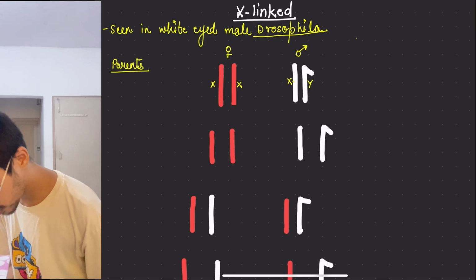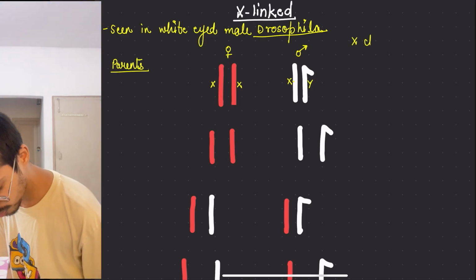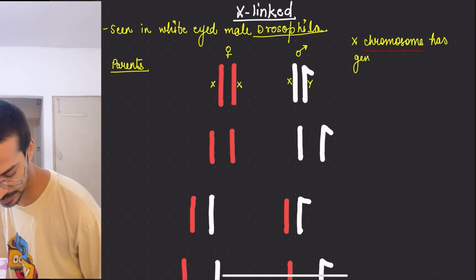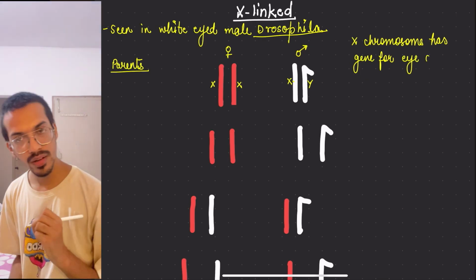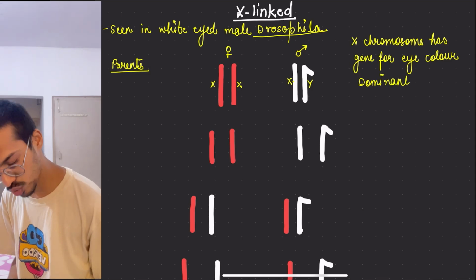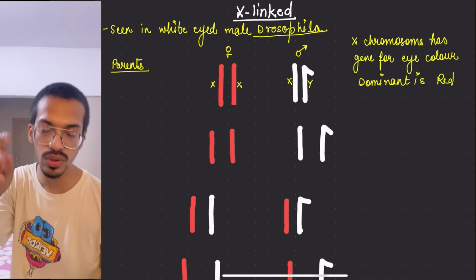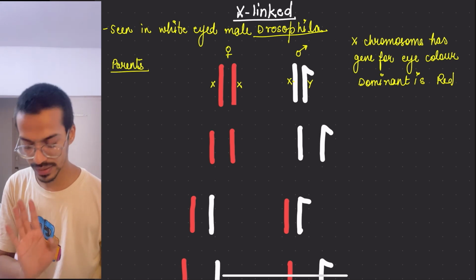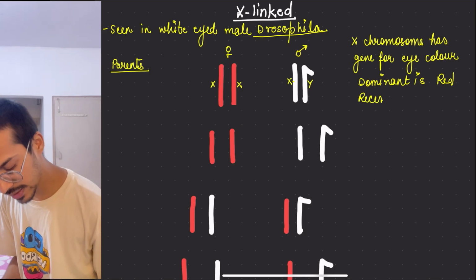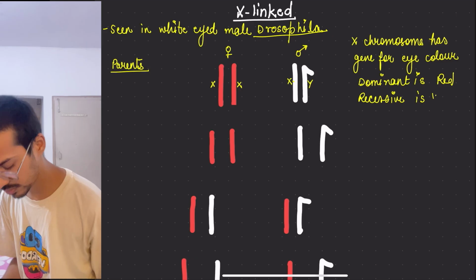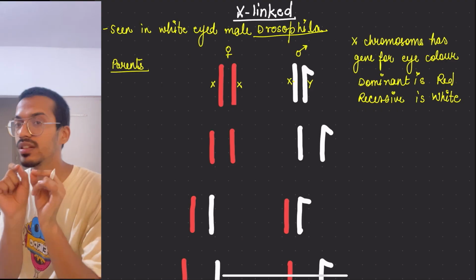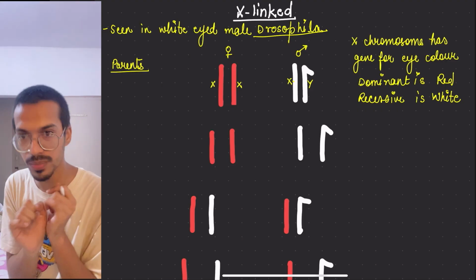So here I am writing: X chromosome has gene for eye color. Now the dominant character is red. So if the red gene comes single also, it will show effects. If double, definitely it will show effect, present on X. And the recessive character is seen in the case of white only. For the white gene, it has to come in double, and only then will it be shown by a female, or else it won't be shown.